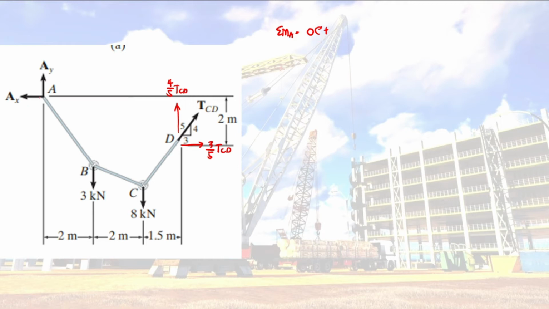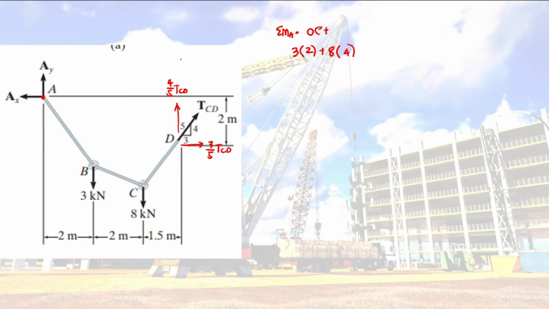So, pag magsa-summation moment tayo at A, we have here yung 3 kilonewton. So, yung 3 kilonewton natin, this one, it is going clockwise. So therefore, it is positive. Then what is our moment arm here? So from A to B, that is 2 meters. And then next, we also have here your 8 kilonewton. So yung 8 natin dito, it is also going clockwise. So positive. Then our moment arm. So ang moment arm natin, 2 plus 2, that would be 4.